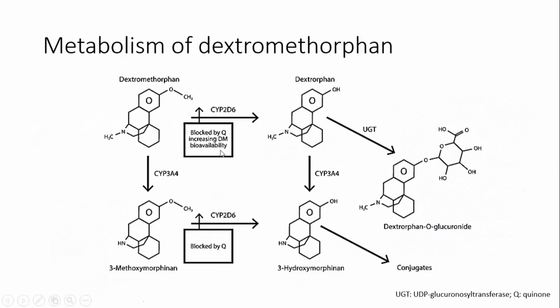This is the metabolism of the dextromethorphan in the liver. The dextromethorphan can be converted to dextrorphan by the cytochrome 2D6, and this is blocked by the quinidine, increasing the bioavailability of the dextromethorphan. And if it is reacted with the cytochrome 3A4, it can produce 3-methoxymorphinan, and then blocked by the quinidine. So this is the metabolism. UGT means UDP glucuronosyltransferase, one of the enzymes in the liver. So these are the metabolites, and they can also produce the conjugates of the dextromethorphan. Biasanya conjugates ni, glucuronide, lebih dissolved in water.